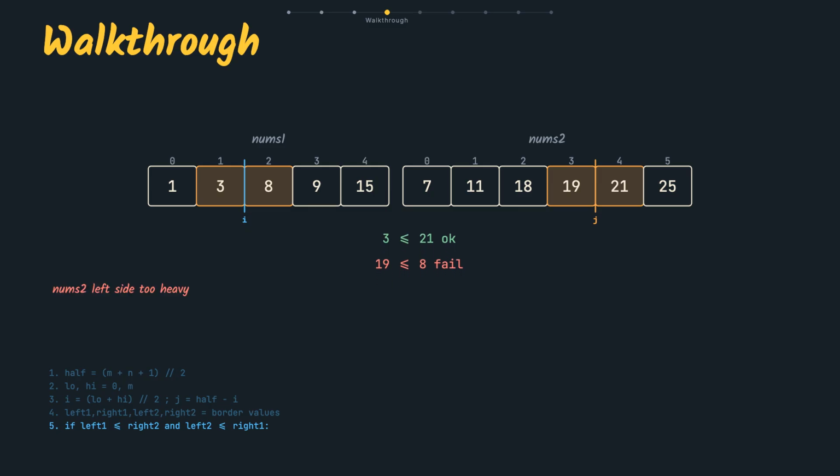So this cut is wrong. The second array put too many numbers on its left. We need more from the first array instead. Move the search to the right. Low becomes 3. Try again.